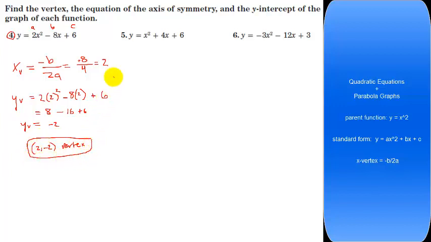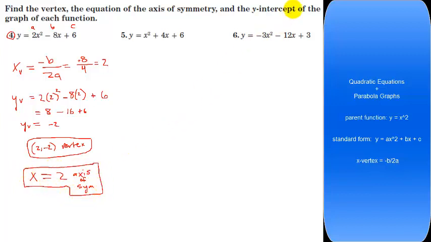What else did we have to find? It says find the axis of symmetry. So remember, the axis of symmetry is a vertical line. So the equation is x equals 2, because the x-coordinate of the vertex is the same as the x value of the axis of symmetry. So we label that axis. And remember, a vertical line is x equals and then a number. Axis of symmetry.